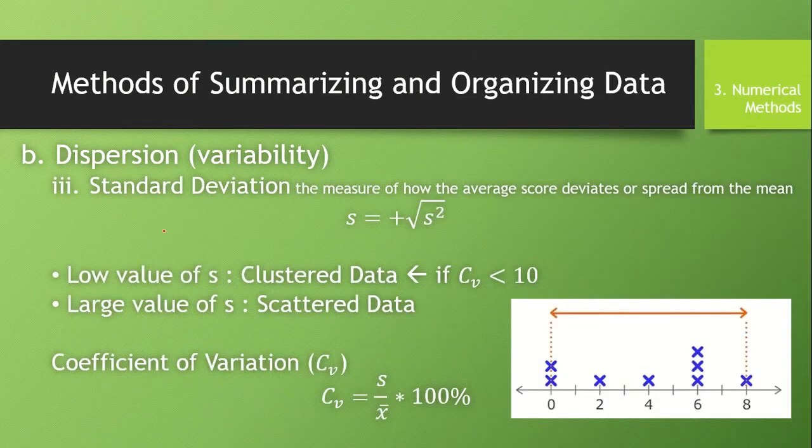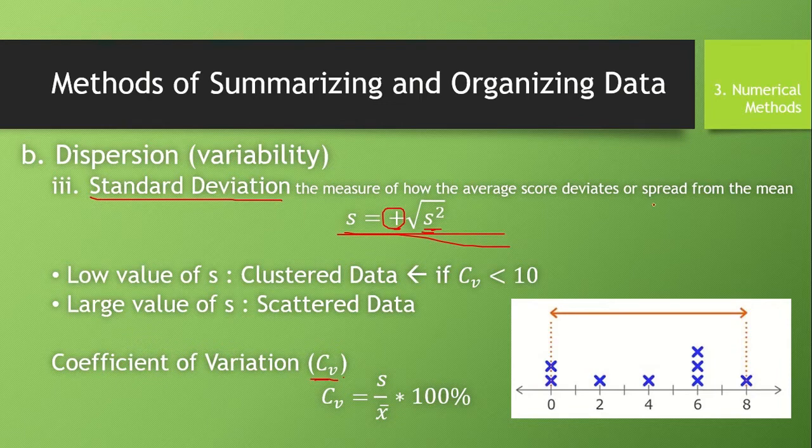Next, we'll solve for the standard deviation and the coefficient of variation. So the standard deviation is just the positive square root of the variance. Take note, we are using positive, since the square root of a number has two values, a positive and a negative. For standard deviation, we will be using the positive square root of the variance. So the standard deviation measures how the average score deviates or spreads from the mean.